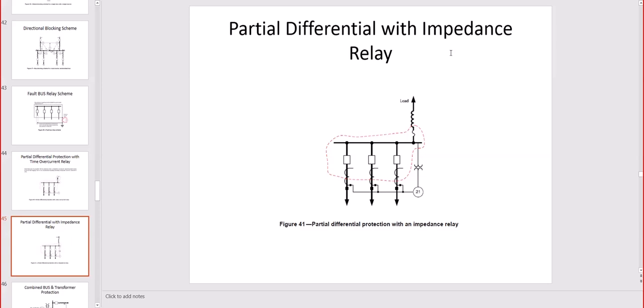This is differential with impedance relay. So we have a 21 relay, also called impedance relay. What this one does is it needs to receive the voltage. You see you have a potential transformer, and the CTs are looking at the impedance on the bus. So this is used for large buses and transmission lines, typically as primary protection for the transmission lines, and secondary protection for generation and utilities.